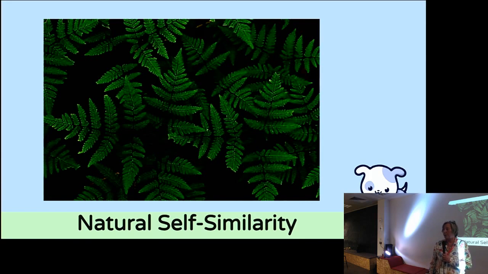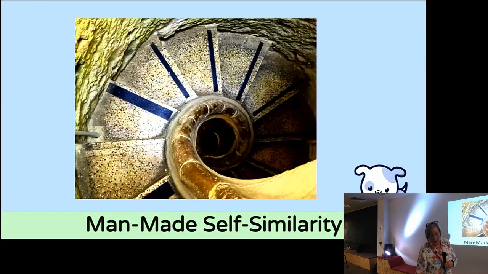Ferns are probably the easiest self-similar plants you'll ever see. Every bit of that is the same as that, which is the same as the individual leaves. So they're self-similar all the way down. And in fact, humans make fractal shapes themselves all the time.